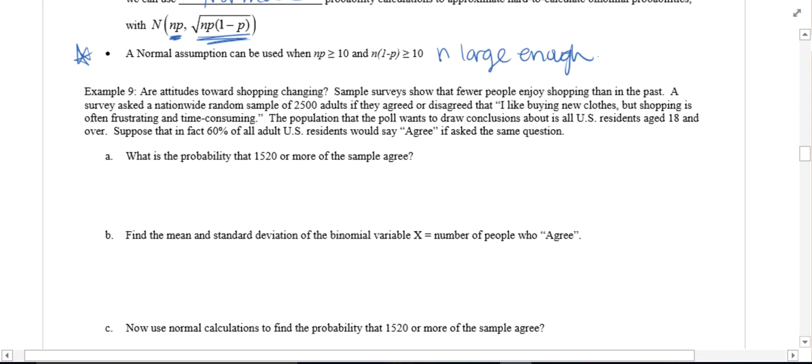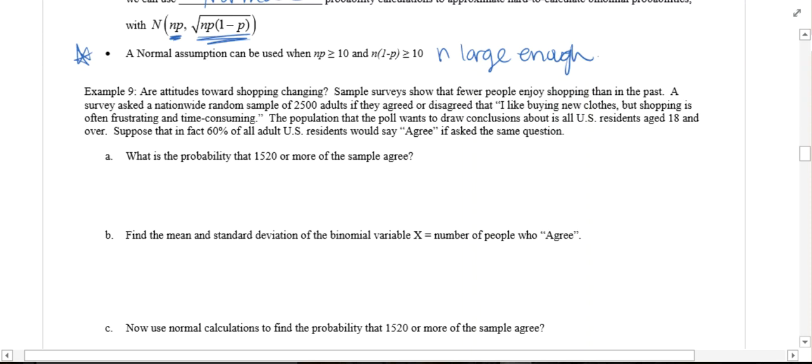Okay, so example 9. Our attitudes towards shopping are changing. Sample surveys show that fewer people enjoy shopping than in the past. A survey asked a nationwide random sample of 2,500 adults if they agreed or disagreed that I like buying new clothes, but shopping is often frustrating and time-consuming. The population the poll wants to draw conclusions about is all U.S. residents age 18 and over. Suppose that in fact 60% of all U.S. residents say they agree if they were asked the same question.